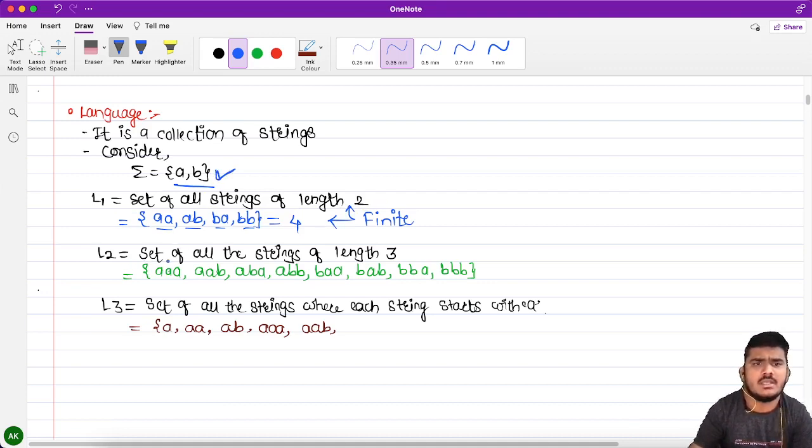Next language is the set of all the strings of length 3 over the alphabet a comma b. So that becomes triple a, double a b, a b a, a b b, b a a, b a b, b b a, and triple b. These are the possible strings formed over the alphabet a comma b of length exactly 3, so that becomes 8. And these strings are also in finite number, so we can say that the language is finite.